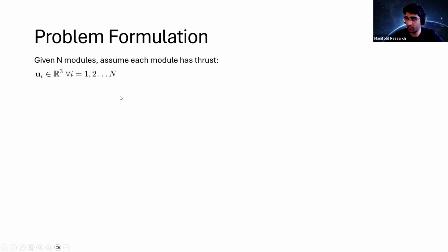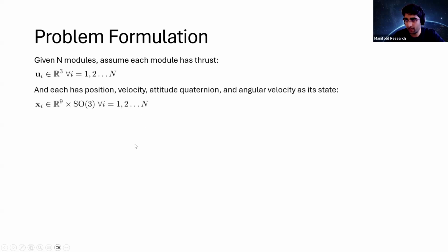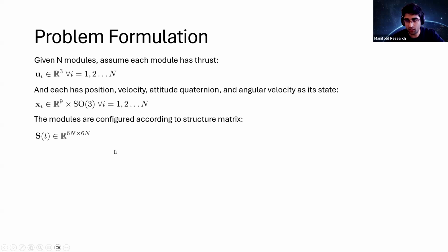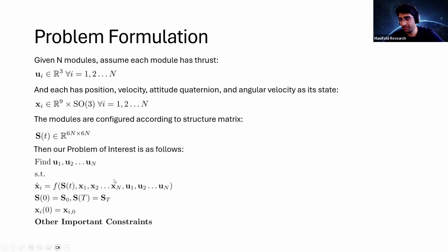And so with that in mind, we can begin to formalize our problem formulation, but there's more work to do here. So assuming that each module has a thrust, u_i, and each also has position, velocity, attitude, and angular velocity, and assuming that the modules are configured according to the structure matrix we just talked about at any given time, then our problem of interest is to find thrust trajectories that we can give to the agents such that the dynamics are respected. The structure goes from some initial structure, probably all zeros because all the modules are free floating, to whatever desired terminal structure we want, where all the modules start in whatever their initial starting state is.